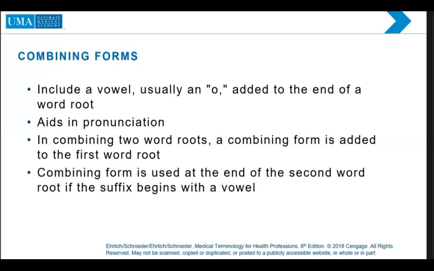We also have what we refer to as combining forms. They include a vowel, usually an O, added to the end of a word root. It aids in pronunciation. In combining 2 word roots, a combining form is added to the first word root. A combining form is used at the end of the second word root if the suffix begins with a vowel.